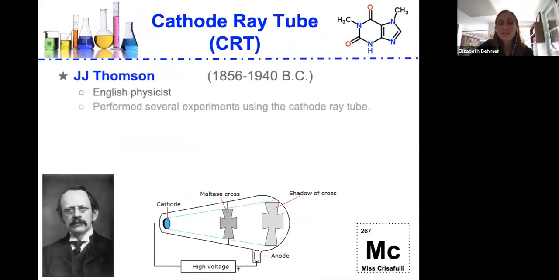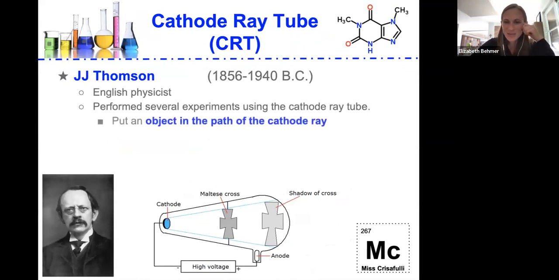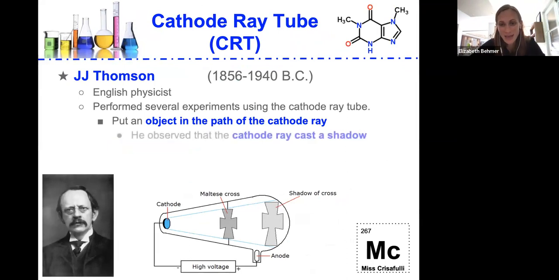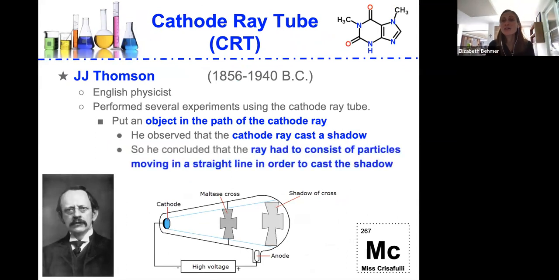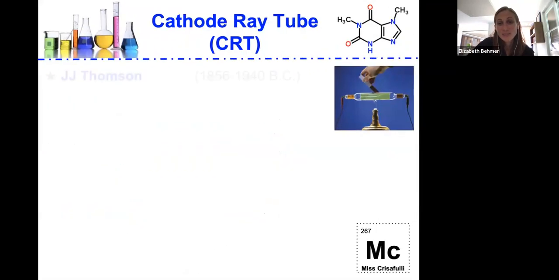J.J. Thomson then put an object in the path of that cathode ray, and he observed that the cathode ray actually cast a shadow. So he concluded that it must have mass, and also that the ray had to consist of particles moving in a straight line because they were able to cast a shadow. So let's see what this brings us to.